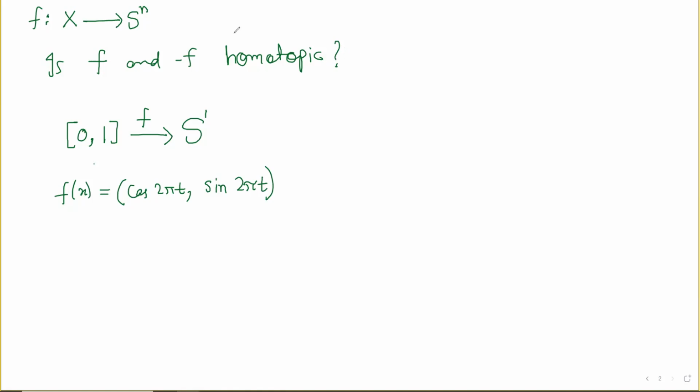So if I say based homotopic, should I give the definition? Yeah, okay. So based homotopic would mean that H is the homotopy between f and g.